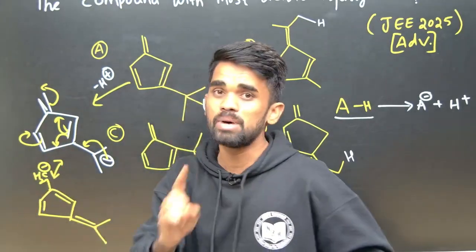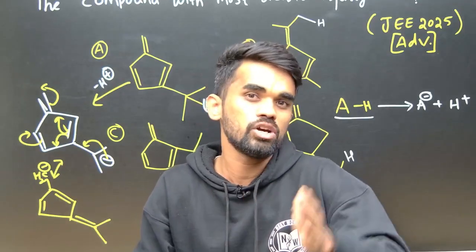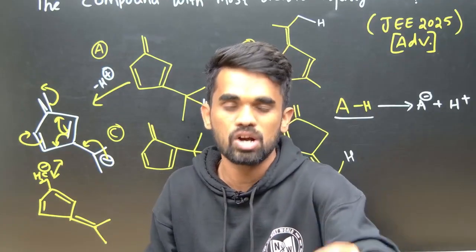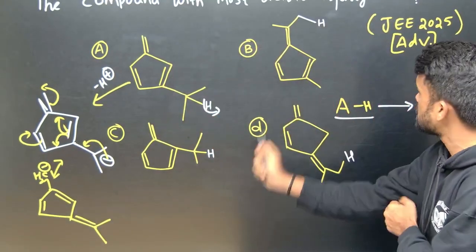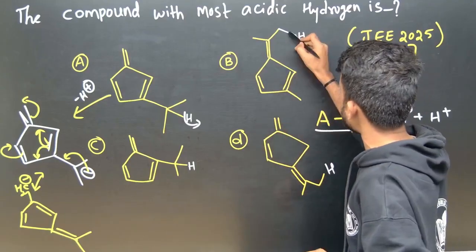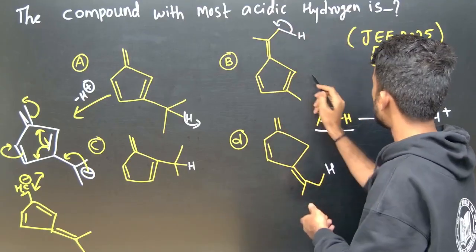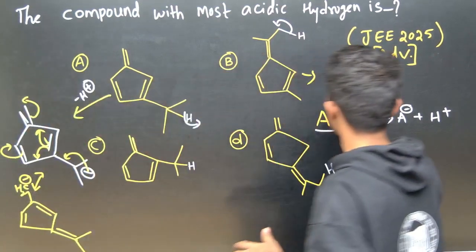Hope it is clear. Conjugation is present, but that conjugation is cross conjugation. So what I am saying is that continuous conjugation is more stable than this cross conjugation concept. Hope it is clear. Now let us discuss option B here. In case of B, by releasing this H plus ion, what negative part are we getting here? We will be getting a negative charge like this.